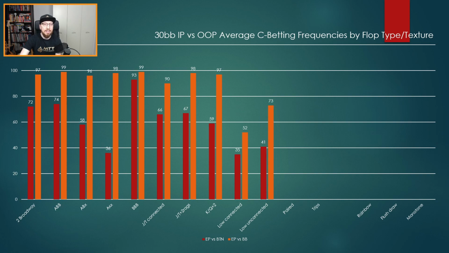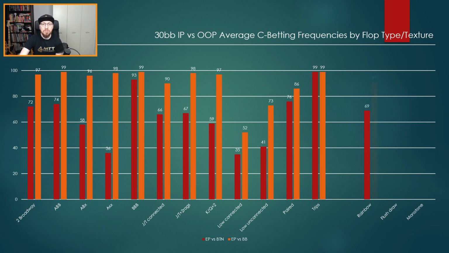Interestingly, look at the low connected and low unconnected. We do see a drop-off in c-betting frequencies, but in both in position and out of position. Paired boards, decent amount of betting. We'll talk about paired boards a little bit later on. And trips boards just continue to be bet for a high frequency.